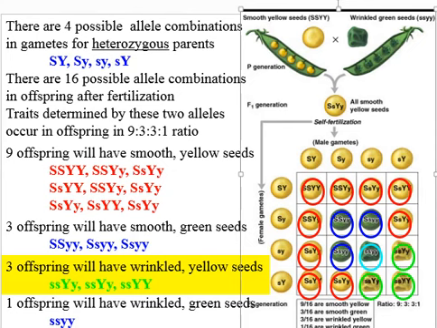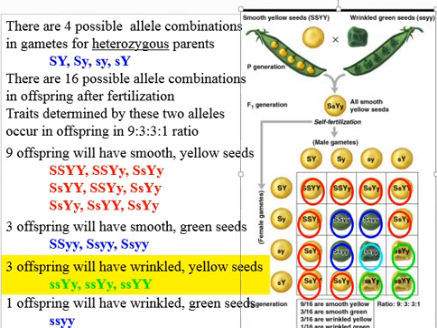If you match these up, these 2 capital S's and these 2 capital Y's, these 2 capital S's and this capital Y and that little y, if you fill in the chart here, you see there are 16 different possible combinations. If you're combining the alleles from these 2 heterozygous parents, there's 4 different gametes that they can make, and there's 16 different combinations of those gametes.